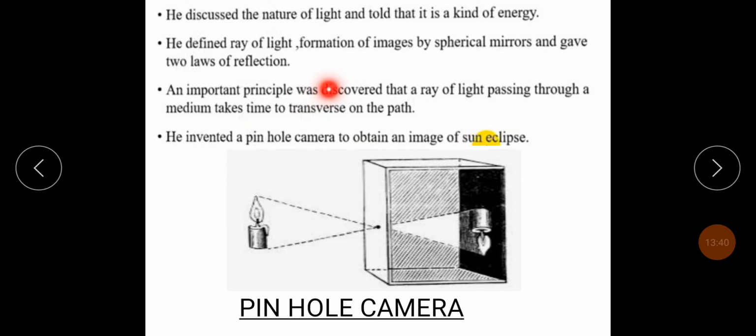He defined the ray of light and the formation of images by spherical mirrors. Spherical mirrors are convex mirrors or concave mirrors, and he gave two laws of reflection. Reflection means the bouncing back of light. An important principle was discovered, that a ray of light passing through a medium takes time to traverse the path. He also invented a pinhole camera to obtain an image of a solar eclipse. So he invented the pinhole camera, then he made the image of the solar eclipse with the help of this pinhole camera. So these are the contributions made by Ibn al Haytham.